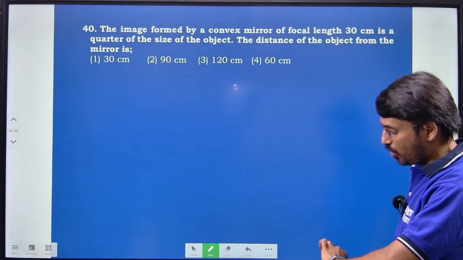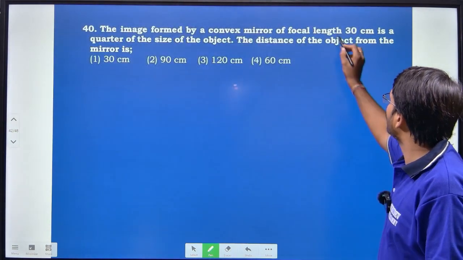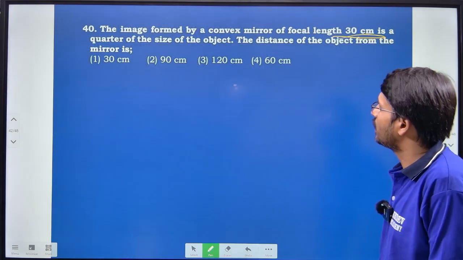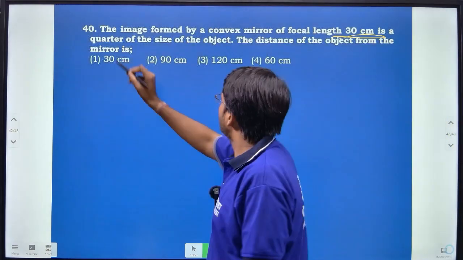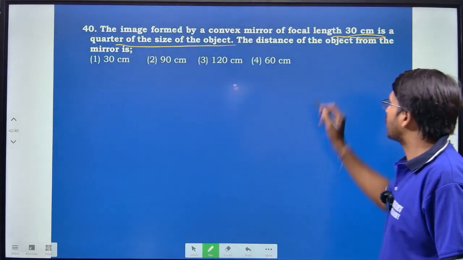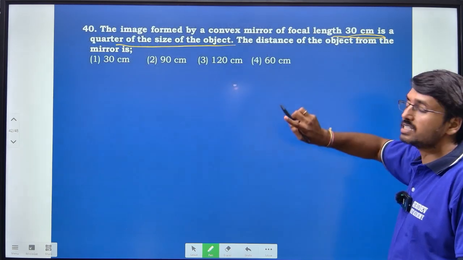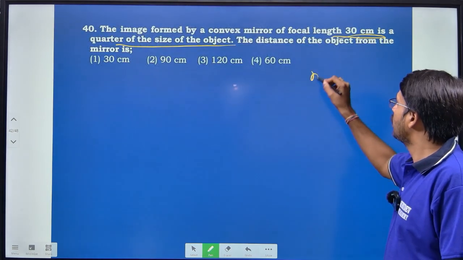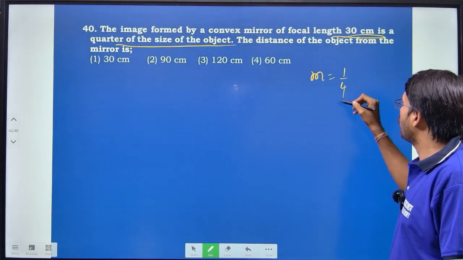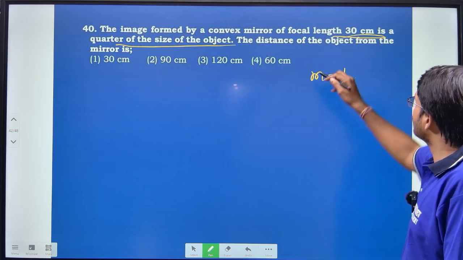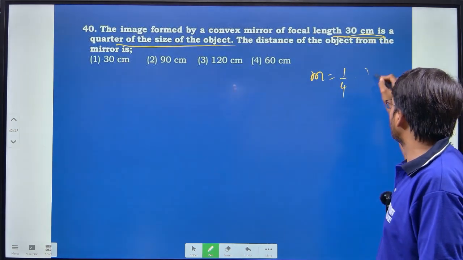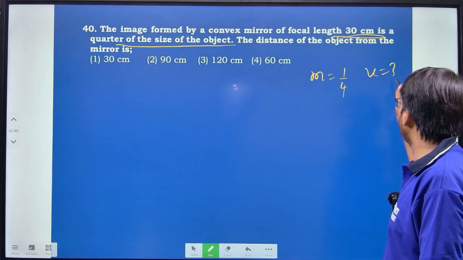Next, the image formed by a convex mirror of focal length 30 centimeter is a quarter of the size of the object. What is the meaning? The image size is 1/4 of the size of the object, so m equals 1 by 4. Then the distance of the object from the mirror, that is u, we have to find out.